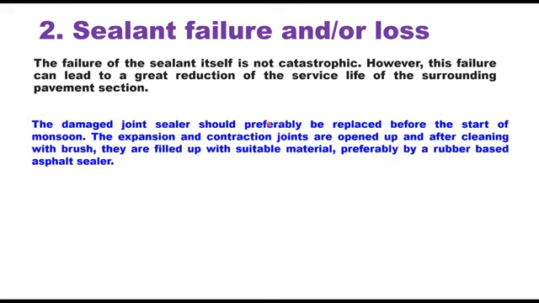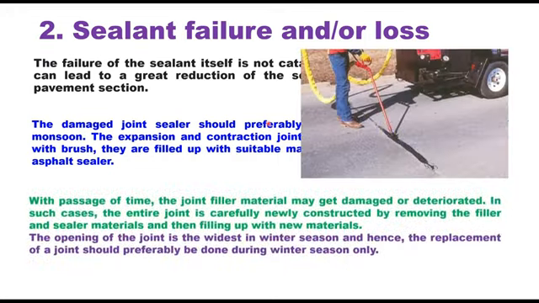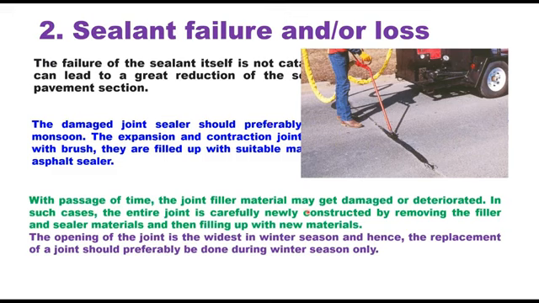The damaged joint sealer should preferably be replaced before the start of the monsoon. The expansion and contraction joints are opened up, and after cleaning with a brush, they are filled with a suitable material, preferably a rubber-based asphalt sealer. With passage of time, the joint filler material may get damaged or deteriorated. In such cases, the entire joint is carefully newly constructed by removing the filler and sealer materials and then filling up with new material. The opening of the joint is the widest in winter season, and therefore the replacement of a joint should preferably be done during winter season only.